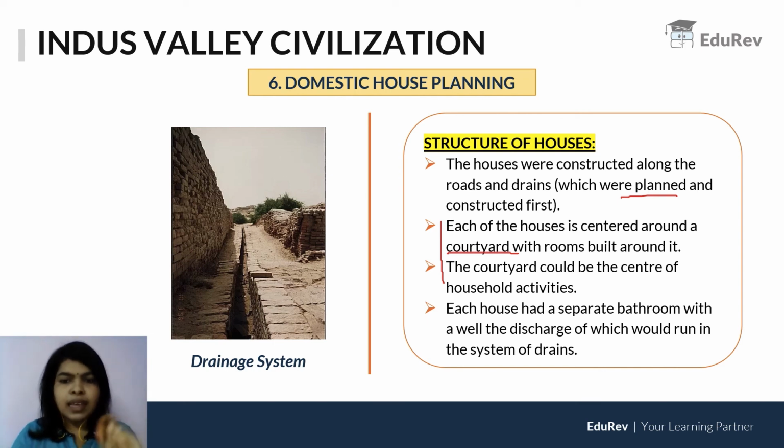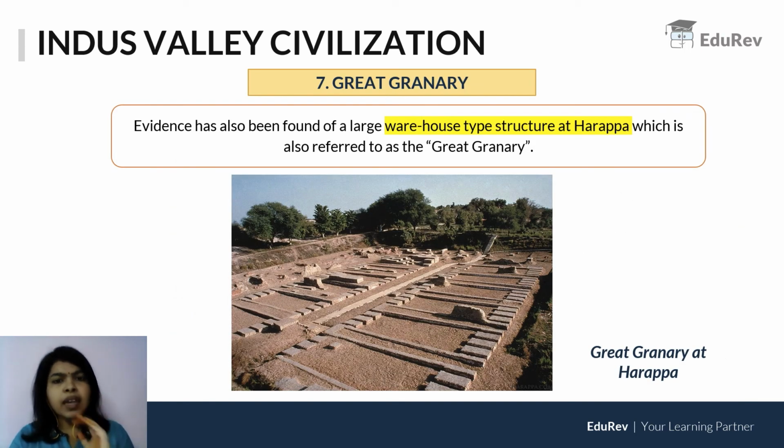And each house, as we have mentioned before, had a separate bathroom, they had private wells to themselves, and finally the great granary. This also we need to remember. So this was a large warehouse type structure that was present at Harappa, and this is referred to as the great granary, which is used for storage of grains. So this is another very, very important structure.